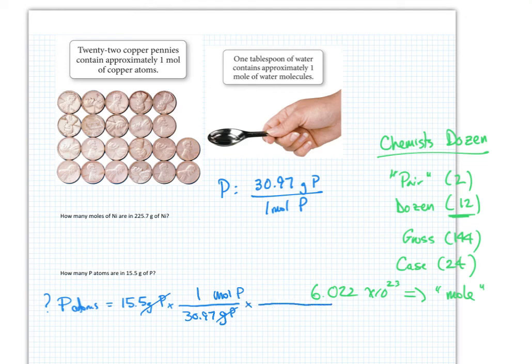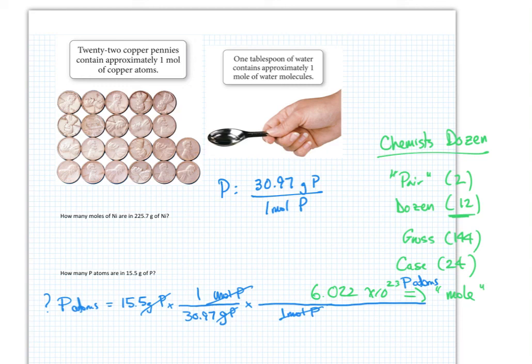So now I need, for every 1 mole of phosphorus, there is, I'm just going to cheat and use this, 6.022 times 10 to the 23rd phosphorus atoms. So moles of phosphorus is going to cancel moles of phosphorus. How do I know this? Because the definition of a mole is 6.022 times 10 to the 23rd. Just like the definition of a dozen is 12, the definition of a case is 24. 1 mole is 6.022 times 10 to the 23rd, whatevers, and in this case we're looking at phosphorus atoms. So all these units are going to cancel, and we're going to be left with phosphorus atoms.